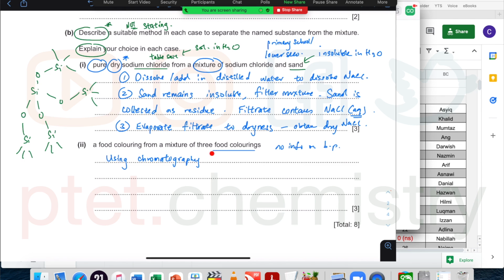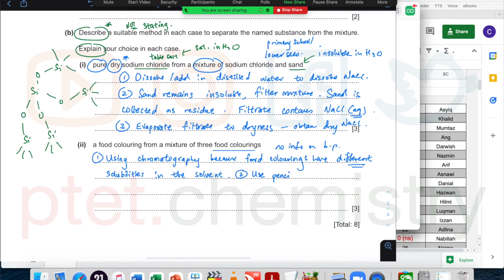Using chromatography, because what is the principle? Because the food colorings have different solubility in the solvent. So we know that how far they move, the different RF value, is due to different solubilities in the solvent. So you have to choose a solvent that can make them move apart. So how do you set it up? Use pencil. You have to have different points of interest in order to describe each method, all right? So use pencil to draw a baseline. Baseline is where you started, B-A-S-E-L-I-N-E.